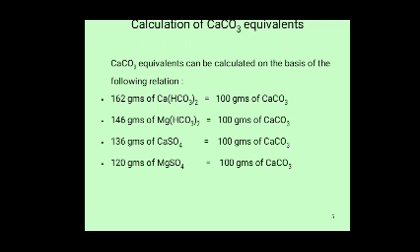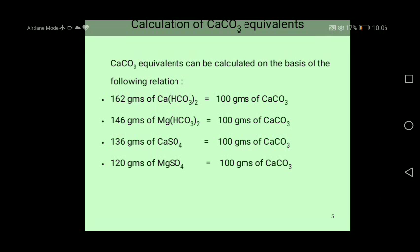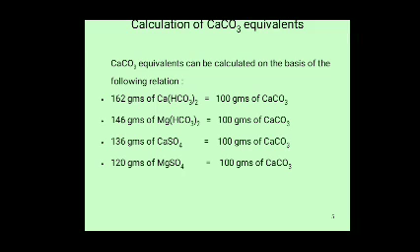120 grams of magnesium sulfate is equal to 100 grams of calcium carbonate. Magnesium sulfate has 1 magnesium, 1 sulfur, 4 oxygens. Magnesium 24 plus 32 plus 4 into 16, that is equal to 120 grams of magnesium sulfate.